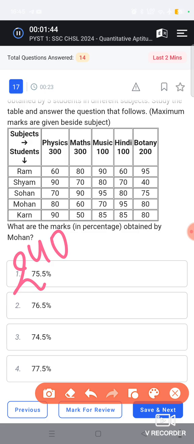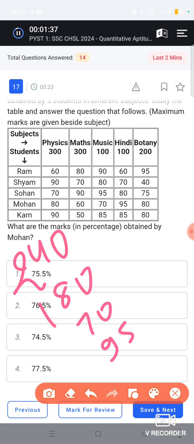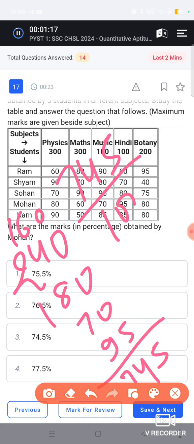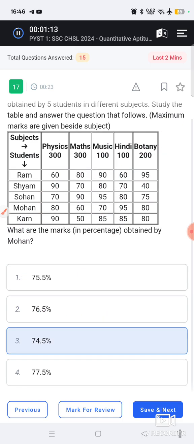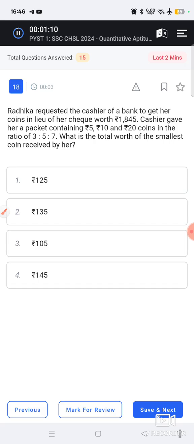240, 180, 70, 95 and 160 means 5 and 745 divided by 9 to 100, so 74.5. Okay, ready the cashier bank.